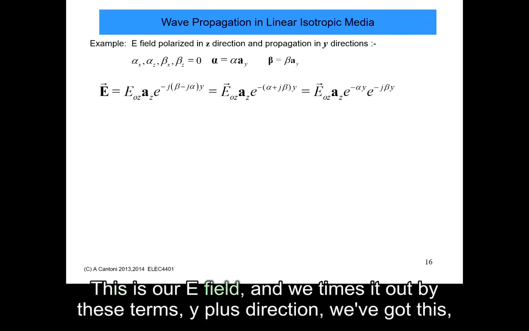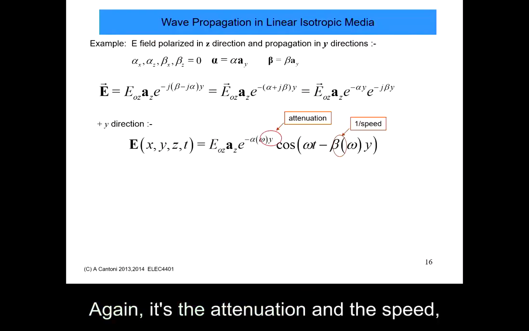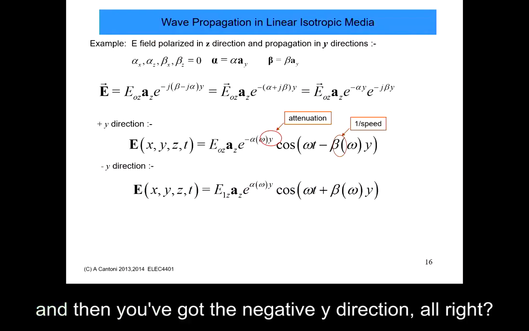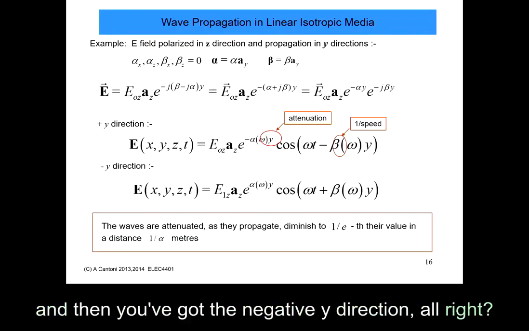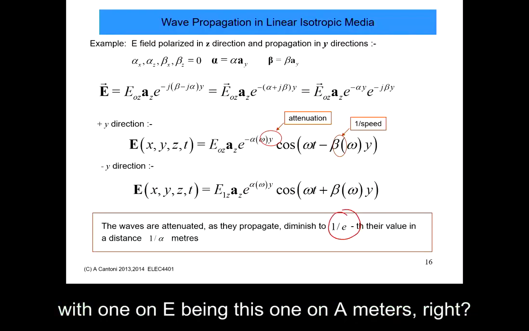This is our E field, right? And we times it out by these terms. Y plus direction, we've got this. Again, it's the attenuation and the speed. And then you've got the negative Y direction, all right? And again, we come to this important conclusion with 1 on E being this 1 on alpha meters, right?